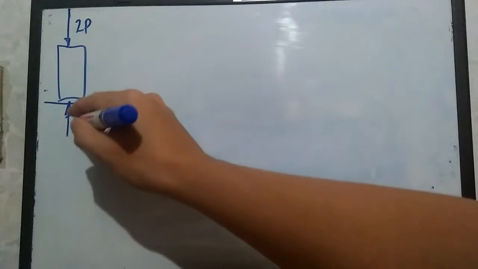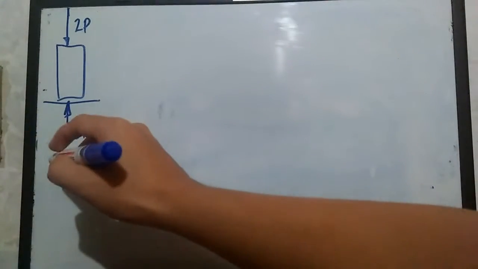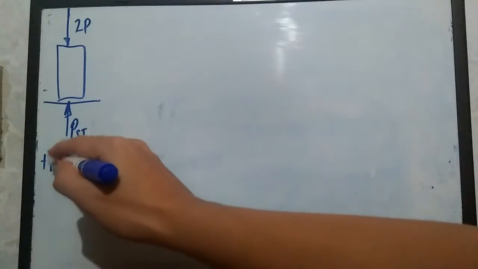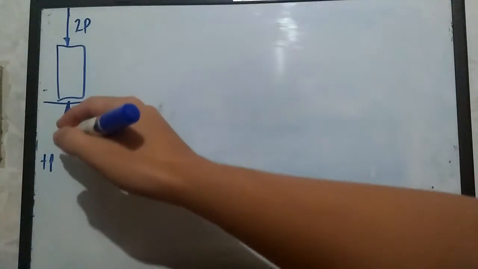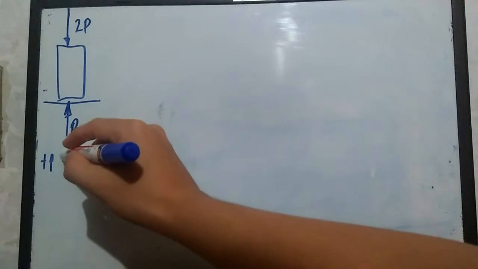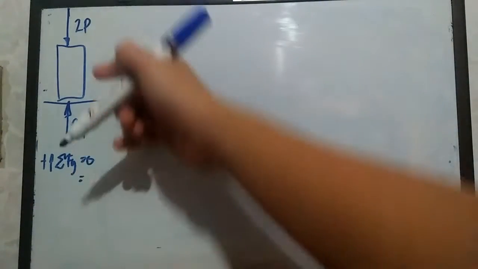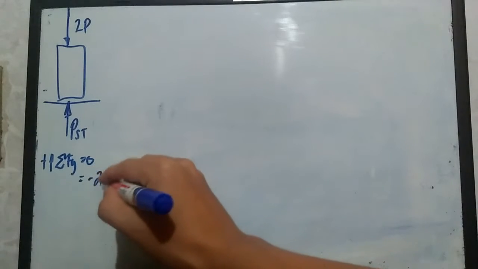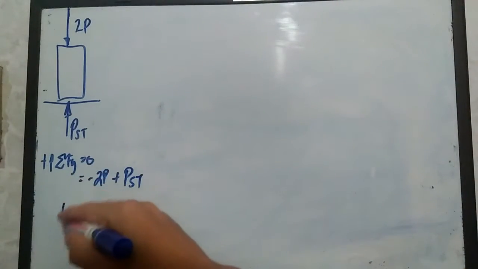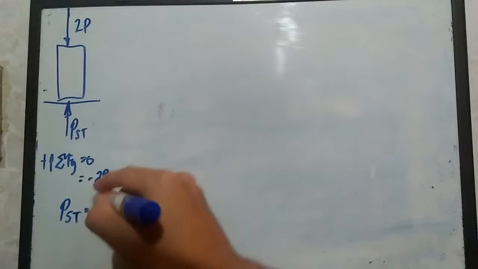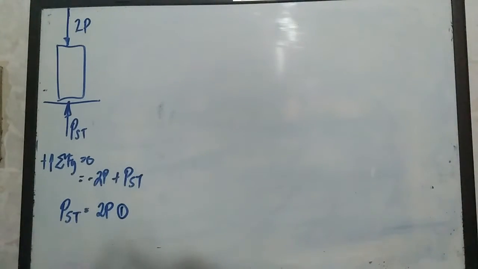So this one is for the steel, so let's say that is P sub st. Applying the summation of forces along the vertical axis, that should be plus going up. It depends on you whether going down is positive and the other way around is negative, whichever you are comfortable with. Summation of forces along y is equal to 0. So that would be negative 2P plus P sub st, and then transposing, P sub st is simply equal to 2P. So this one is equation number 1.